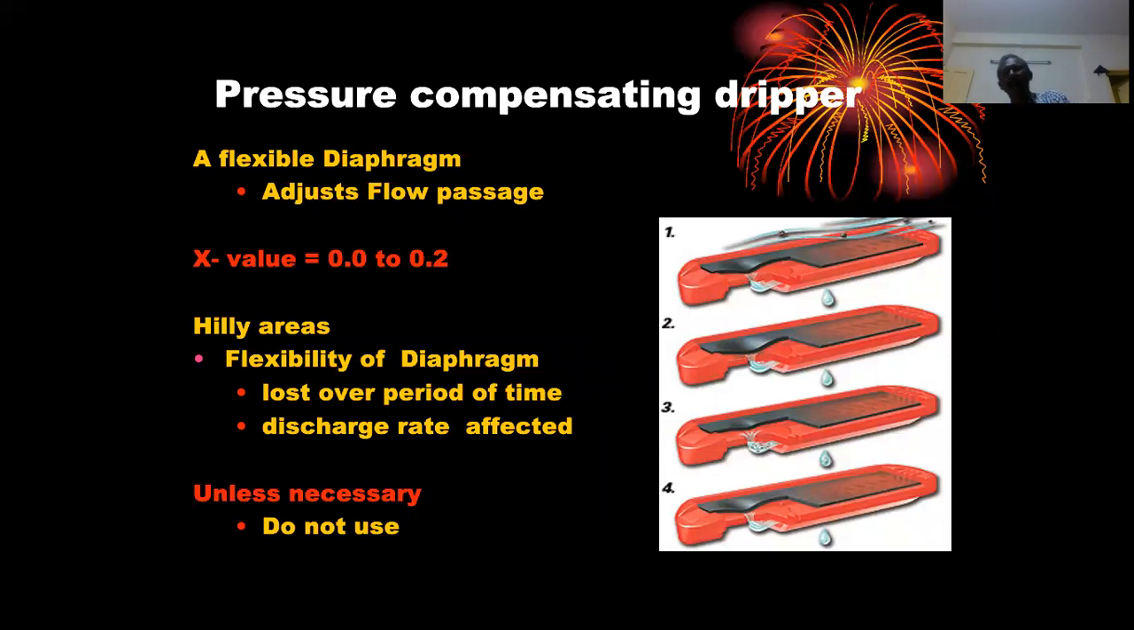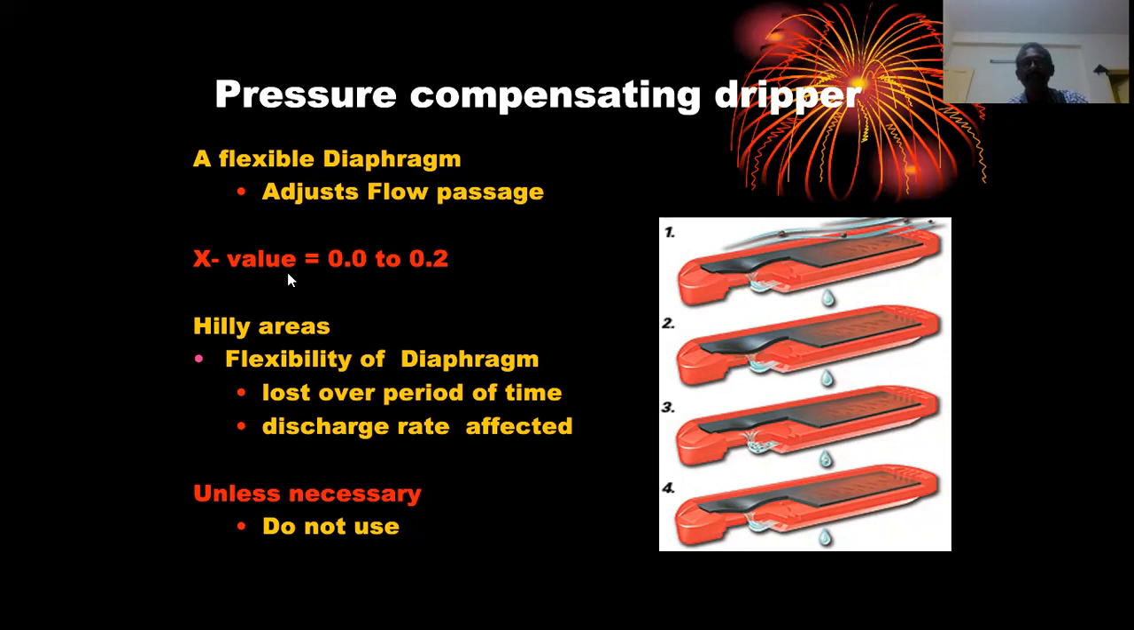Lastly, pressure compensating drippers. Whatever be the type of dripper, at the exit of the dripper, if a flexible rubber diaphragm is provided, then you can say that this is a pressure compensating dripper. This flexible diaphragm adjusts the diameter of the flow passage in such a way that you get a constant outflow, all the time.